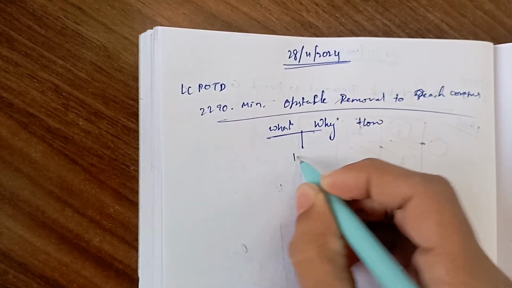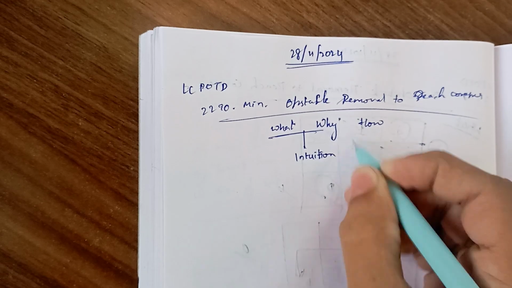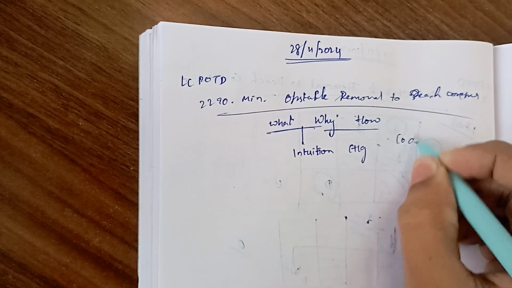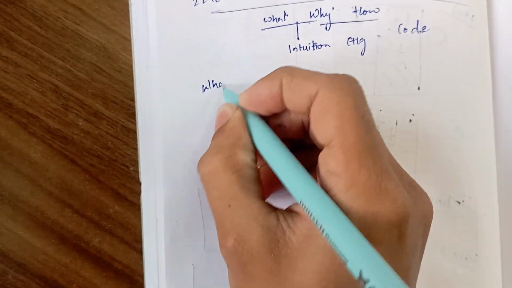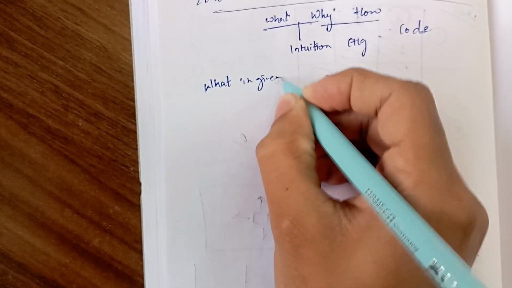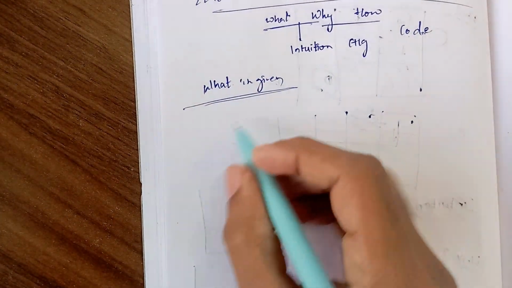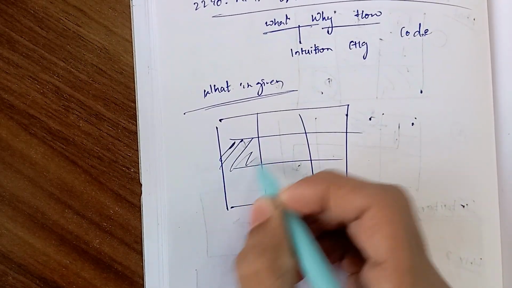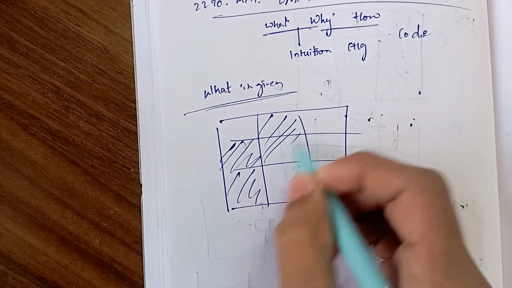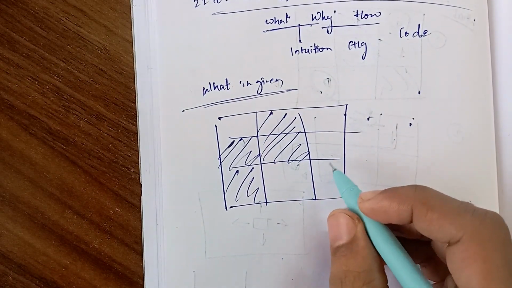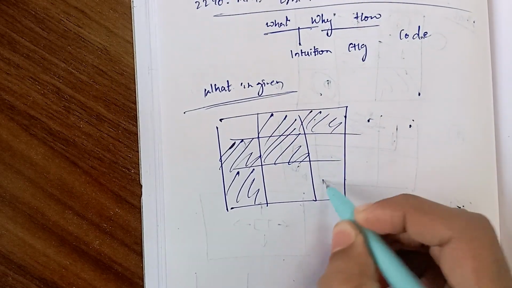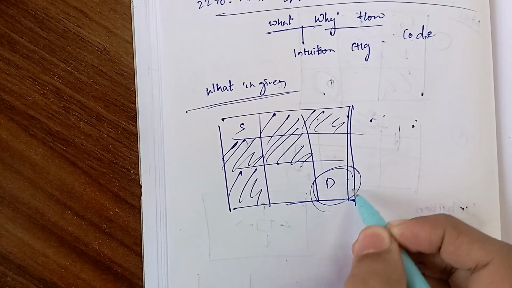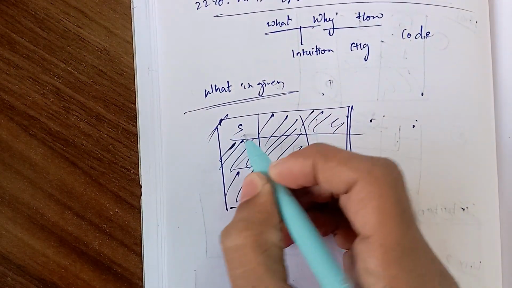In between this, I will be telling you the intuition, and here I will be giving you the algorithm and then the code. So what is given in the question? Simply they have given a grid and we are having some obstacles here. Now we need to reach this destination. Destination is the last corner. So this is the destination and this is the source, or the start point.